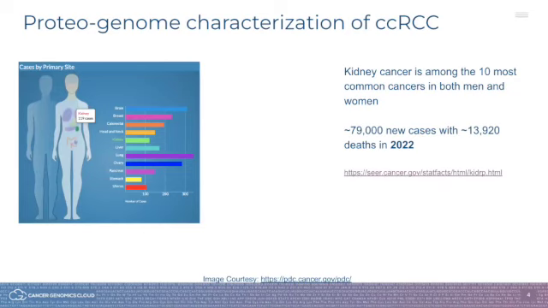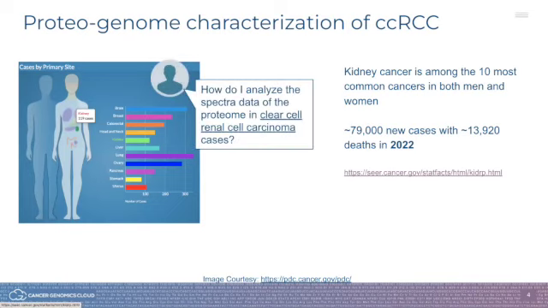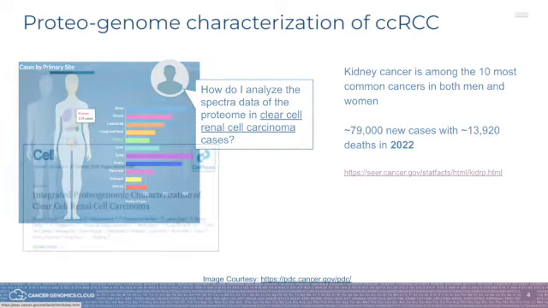Okay, so let's begin by talking about kidney cancer. It's one of the most common cancers in both men and women, and there are an estimated 79,000 new cases in the US with almost 14,000 deaths, and that's in 2022 alone. You may be asking yourself, how can I analyze the spectral data associated with clear cell renal cell carcinoma? Maybe as a researcher, you want to compare it to certain gene signatures. Maybe you're a clinician looking for biomarkers. Either way, you want the spectral data. Well, you're in luck.